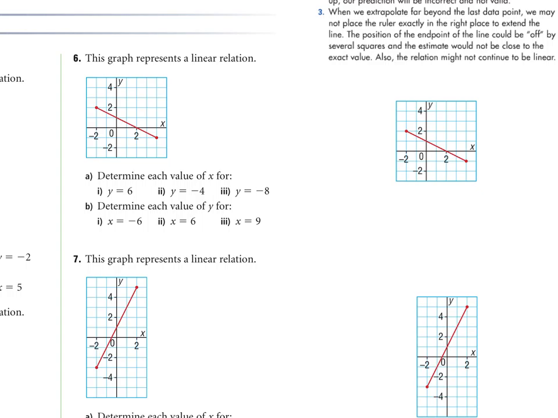The problem is, if we look at our graph, it doesn't go to these numbers here. So this is where we need to extrapolate. So I need to extend my graph, and as you can see here, I'm going to look, what is the absolute lowest value for x? And I can see it's a negative 6.